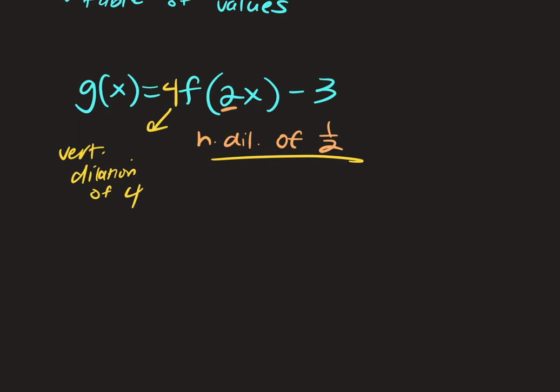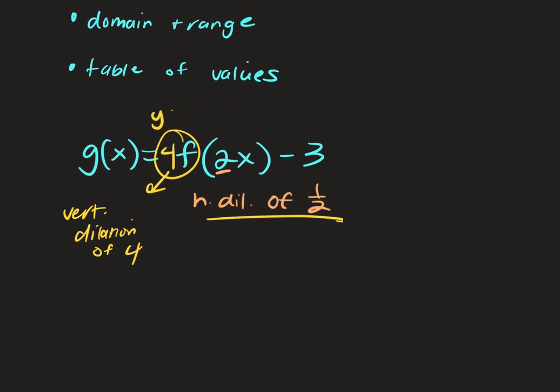So we could do both, like this? Yeah, sure. You'd have to move your x's and your y's. So this would be take your y's and multiply by 4. And this would be take your x's and multiply them by 1/2. And then this would be move the y's up 3 at the end.